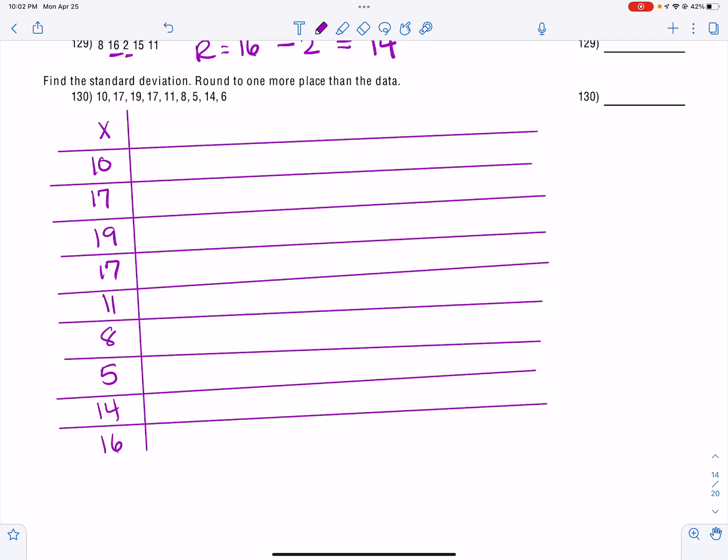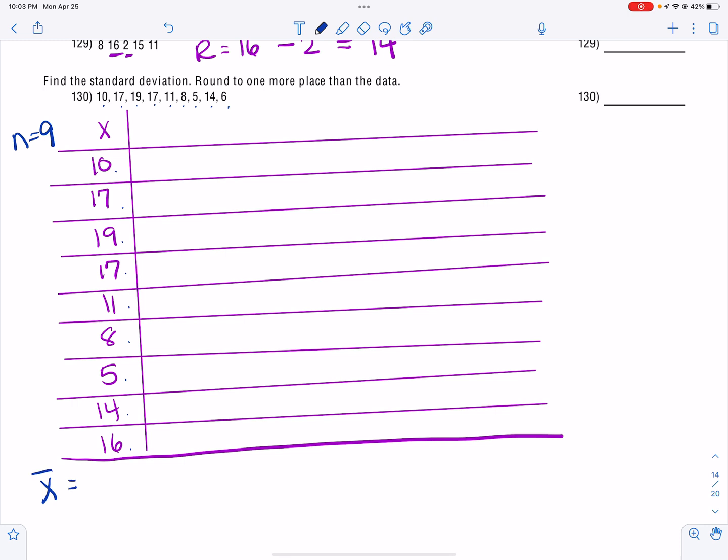All right, so once I list all those data points, then I am going to add up this column. Well, first I have to count. Let's see how many data points I have. So 1, 2, 3, 4, 5, 6, 7, 8, 9. So my N is 9. So now I'm going to add up these numbers in this column.